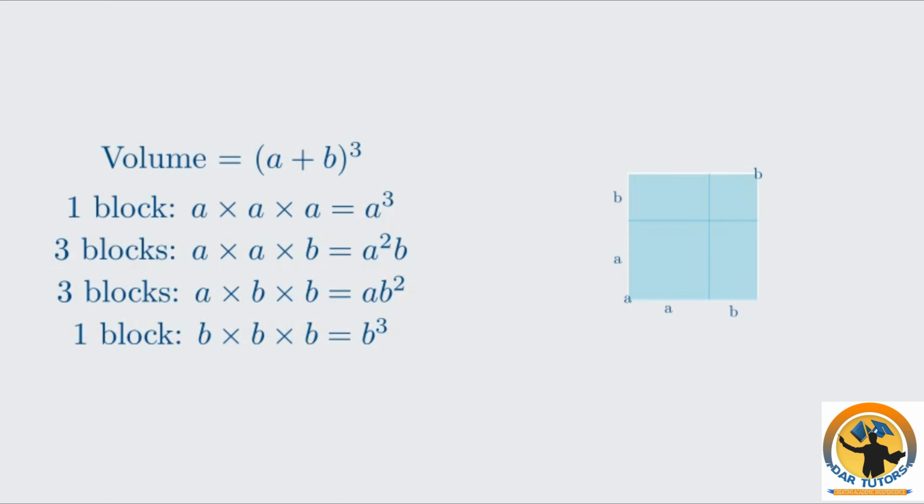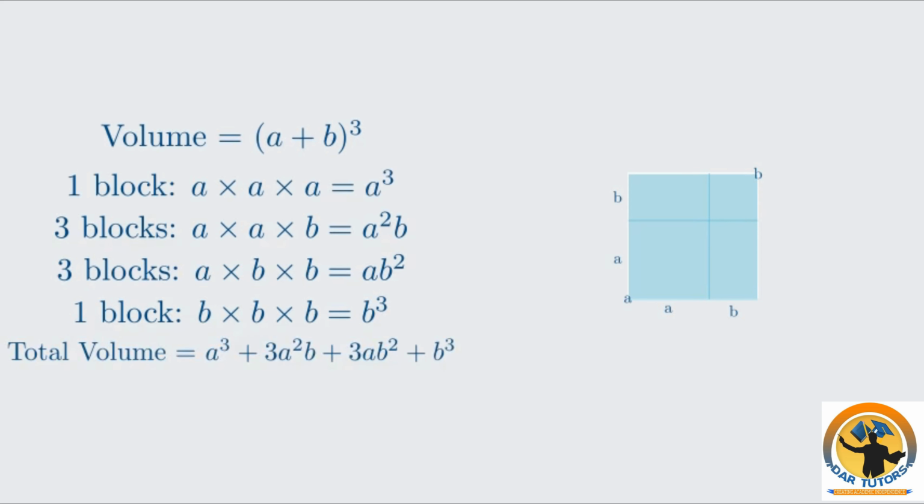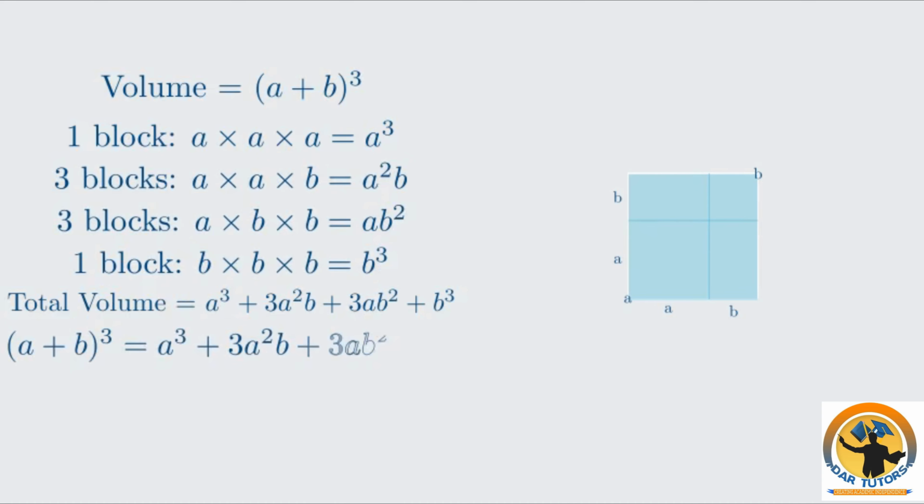Adding these volumes together gives us the total volume. So the total volume is a cubed plus 3a squared b plus 3ab squared plus b cubed. Since both expressions represent the volume of the same cube, they must be equal. This gives us our first binomial expansion. (a + b) cubed equals a cubed plus 3a squared b plus 3ab squared plus b cubed.